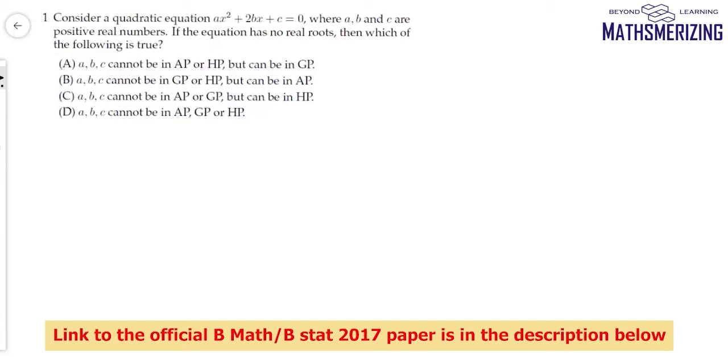Today we'll discuss Indian Statistical Institute's B Math and B Stat 2017 paper. Now this paper again, it is absolute fun and sheer delight. So let us straight away start with the questions.